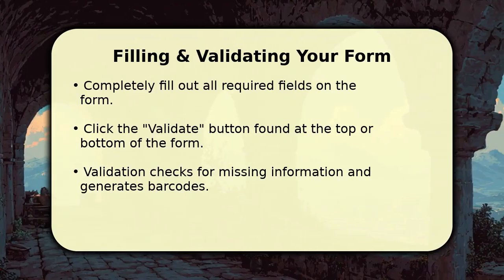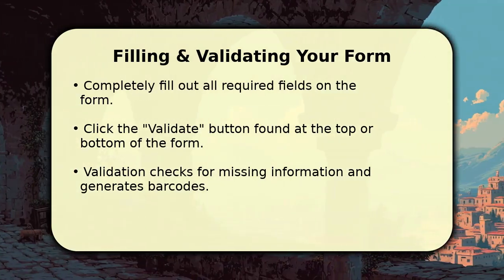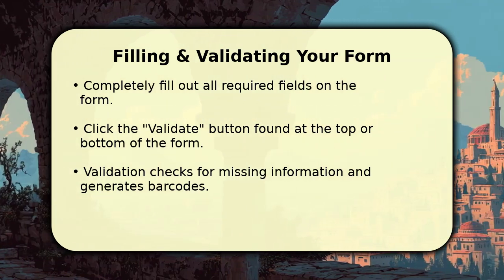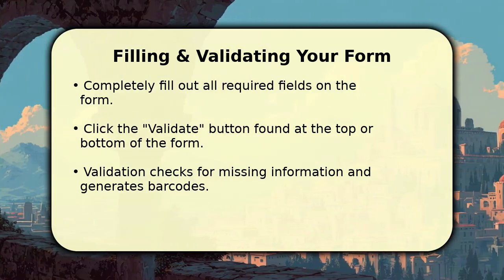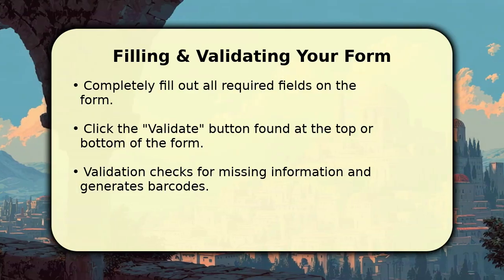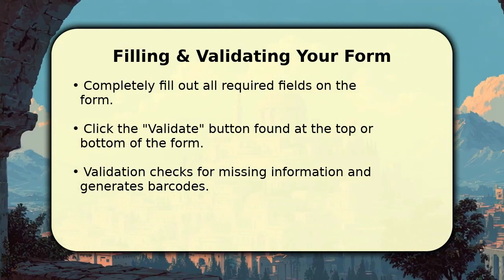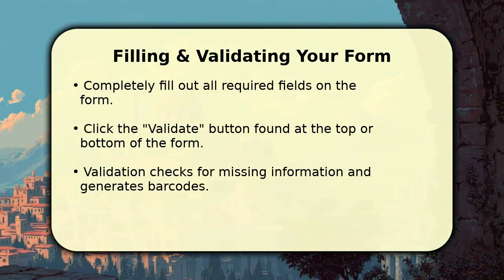Carefully fill in all required fields on your downloaded form. Take your time to ensure accuracy in every single entry. Once completed, locate and click the Validate button, usually found at the top or bottom of the document. This step automatically checks for missing information and generates the necessary barcodes, which are essential for processing your application. Do not skip this important step.